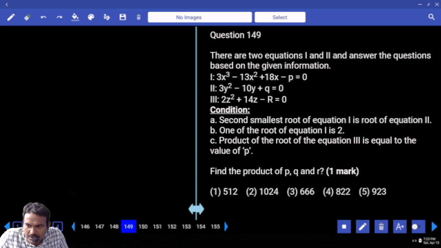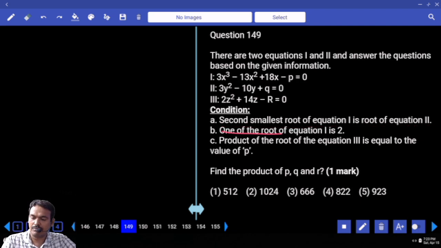There are two equations, 1 and 2, and answer the given questions based on the given information. 3x cube minus 13x square plus 18x minus p equal to 0. Second equation also given, third equation also given. Conditions are given. Second smallest root of the equation 1 is root of the equation 2.